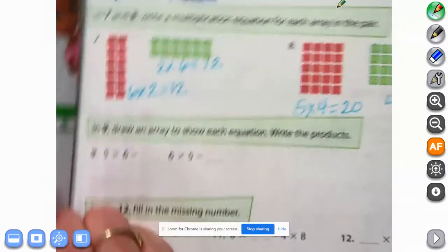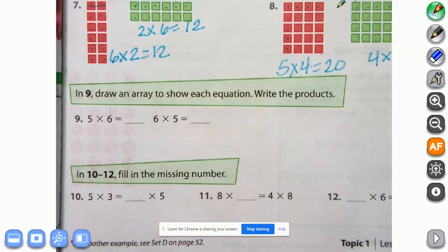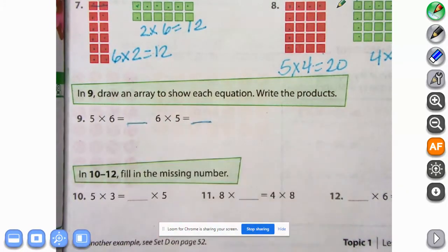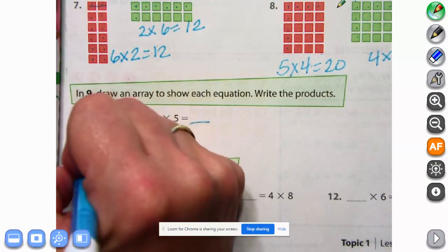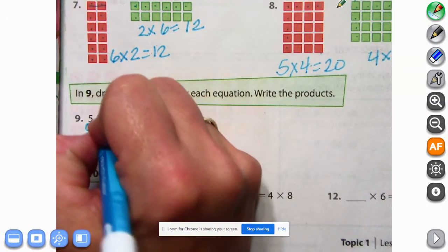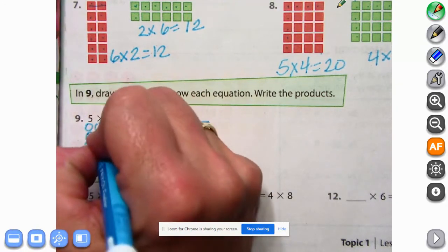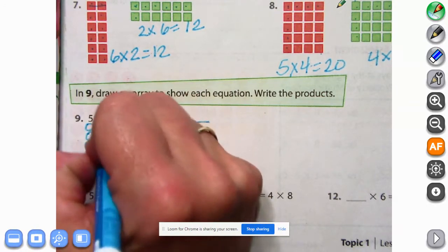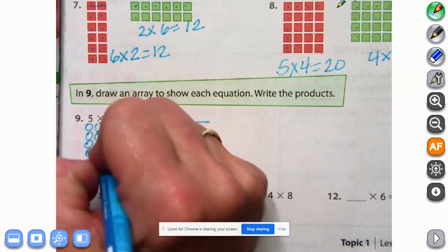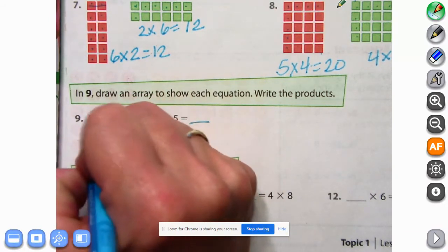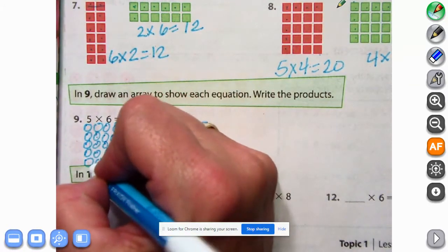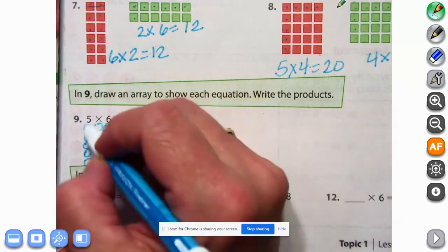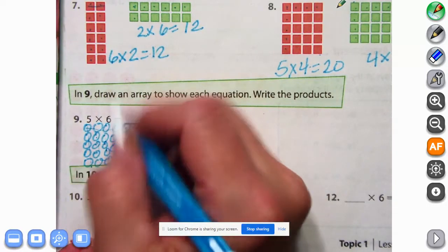Okay, let's go to number 9. Draw an array to show each equation and write the products. Remember, this is the product, the answer. So the first one, 5 groups. Okay. So we have 5 rows of 6 in each row. That's 5, 10, 15, 20, 25, 30.